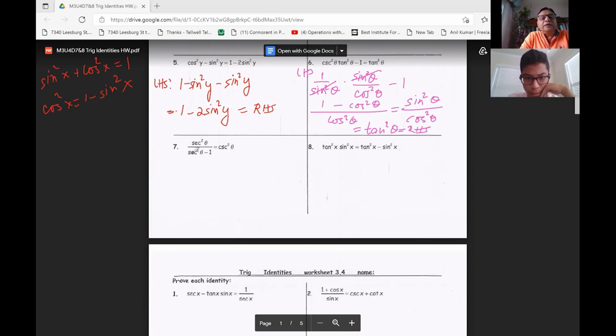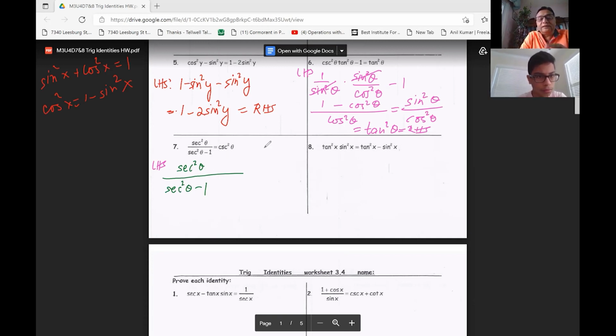Now, next one: secant square x over secant square x minus 1 is equal to cosecant square x, right? So now I'm going to deviate a bit in solving the questions because sometimes we may have a better solution doing it a different way. So I want to teach you those strategies, correct? In this case, I'm going to start with the left-hand side, of course, and I will divide by secant square x itself. So we have here secant square theta, and in the denominator we have secant square theta minus 1, and we want actually the reciprocal, cosecant square theta. So what I could do is convert to sine and cosine. That's simpler for us, correct?